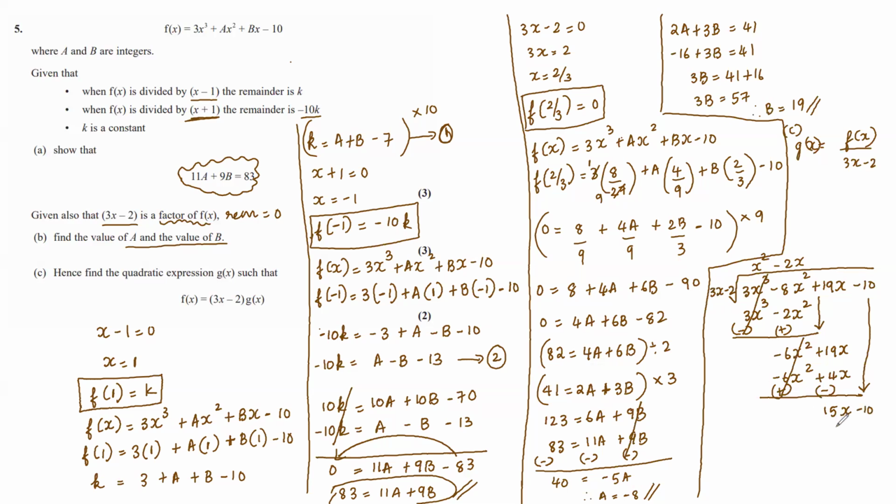3x multiplied by what will give you 15x? 3x multiplied by 5. So 3x multiplied by 5 is 15x. Minus 2 multiplied by 5 is minus 10. Change the sign. This will become minus. This will become plus. Cancel them. 0. Therefore, g of x will be the quotient, that is x square minus 2x plus 5. That will be the C part.